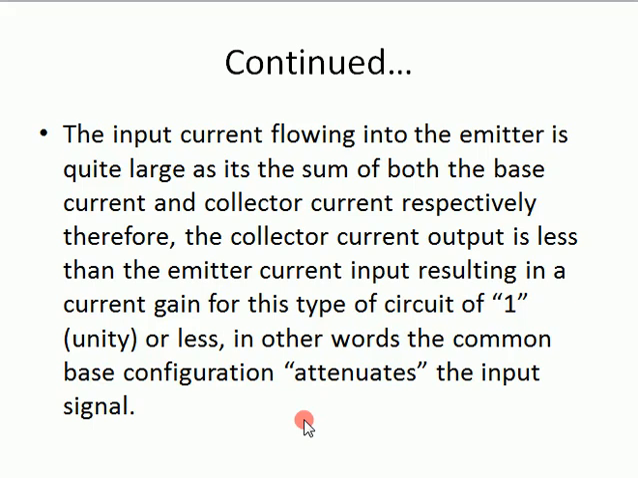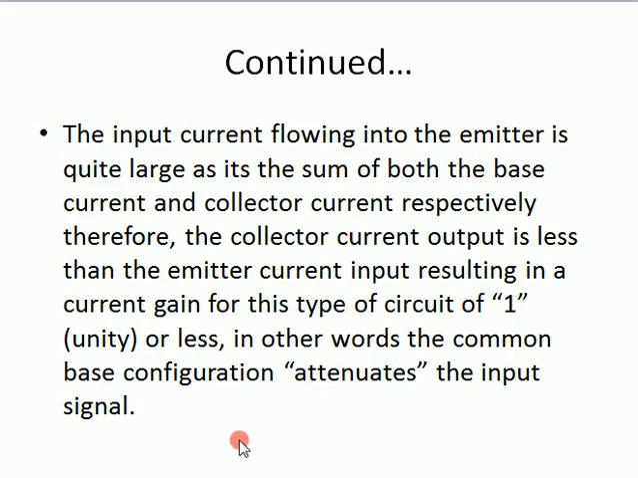And what is I naught here? I naught is the collector current, and the collector current is less than the emitter current. And what is the input I in? The input current is the emitter current. It may be possible that the emitter current is equal to the collector current if the base current is 0. So we say the current gain will be equal to 1 if both are equal. But if IE is equal to IC plus IB, and there is some value of base current, then this current gain will be less than 1.